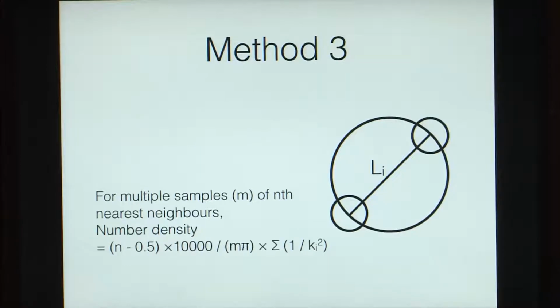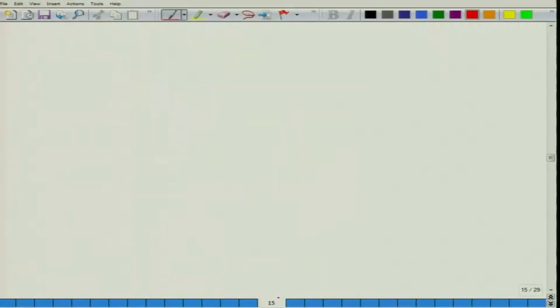Now, suppose we have taken multiple samples, that is m. As in the previous case, m was 10 in the equation because we had taken 10 samples. Here also we are taking m samples, but suppose in place of the nearest neighbors we take the nth nearest neighbor. Now, what do we mean by that? What is the nth nearest neighbor?